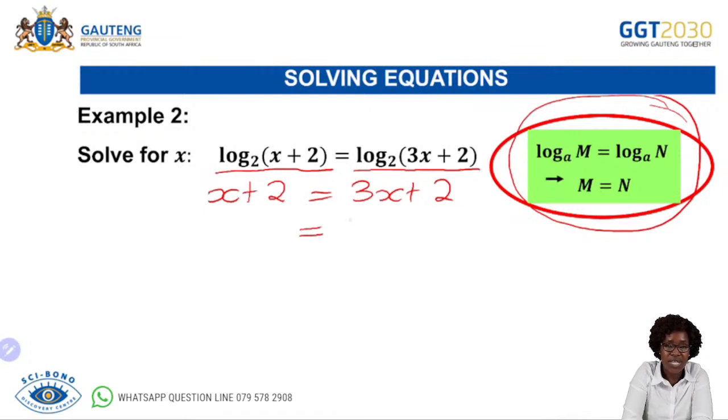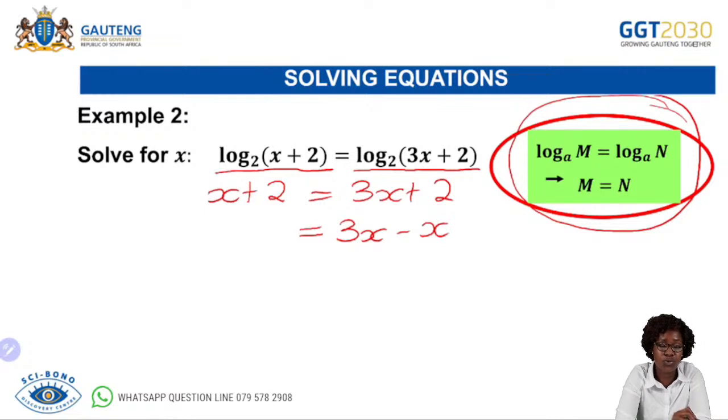So by using additive inverses, I am going to end up with 3x minus x on the right-hand side. I chose to take x to the right-hand side so that I do not have a negative in front of my x.